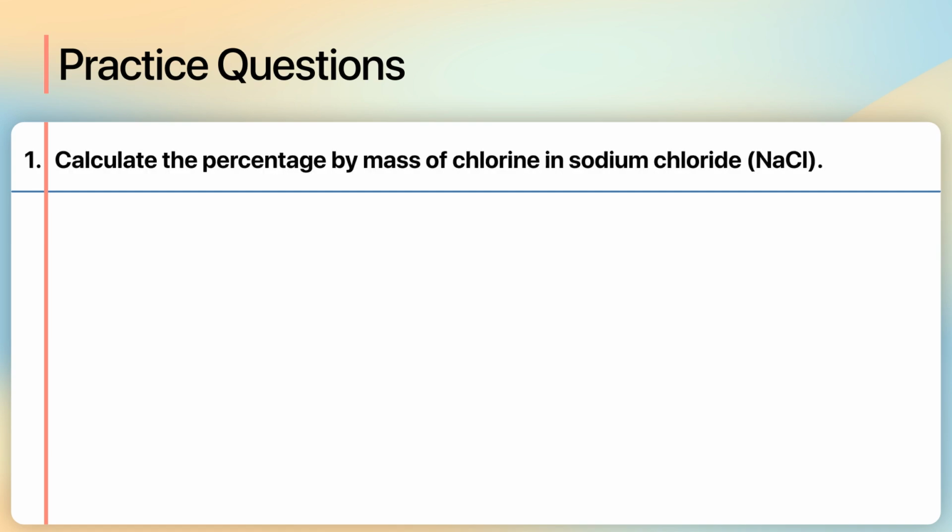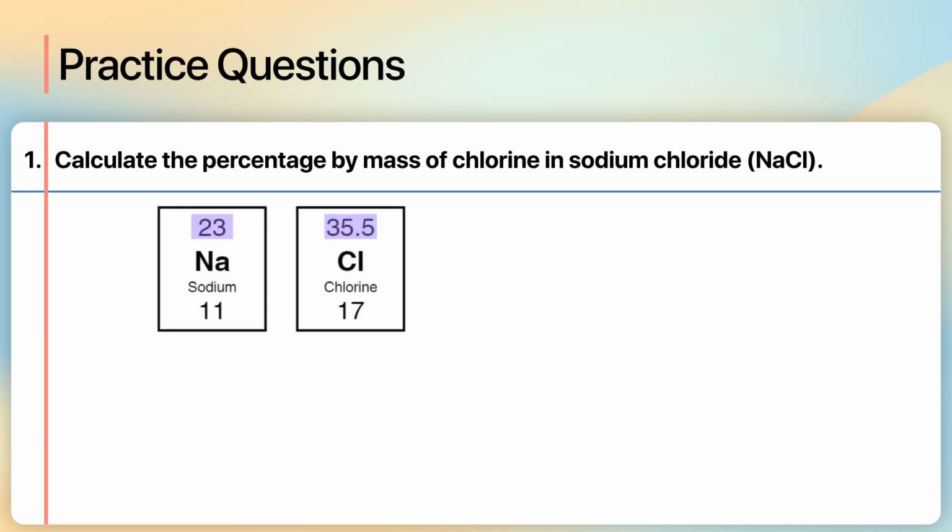Let's dive into some GCSE level questions to apply our understanding of calculating the percentage by mass of an element in a compound using the relative formula mass, molar mass, and the relative atomic masses of the elements present. Question 1. Calculate the percentage by mass of chlorine in sodium chloride. First, we begin by calculating the relative formula mass, molar mass, of NaCl. If we look at the periodic table, we know that this is 23 for Na plus 35.5 for Cl. This gives us a total of 58.5 for our relative formula mass.